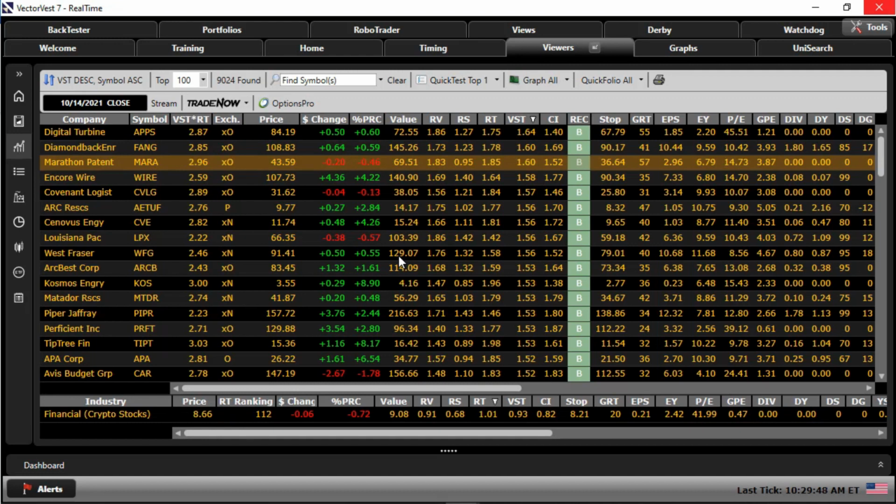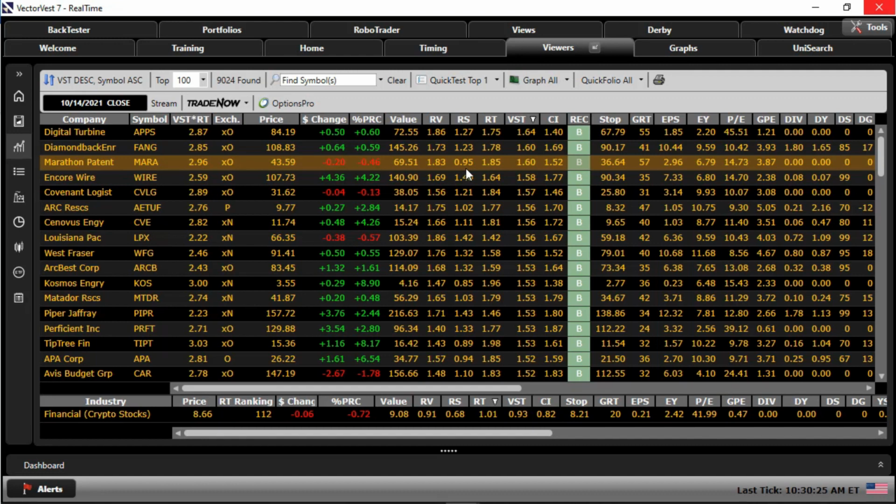Second stock is MARA, M-A-R-A. Now, this is a cryptocurrency blockchain stock, so you may not want to get into that space. If you do, though, let's take a look at its indicators here. It's currently undervalued. It's got an excellent, outstanding RV of 1.83. It's a little bit of a risky investment. Anyone who has played this space, the blockchain cryptocurrency space, knows that it is rather volatile. It's not the safest investment at the moment.